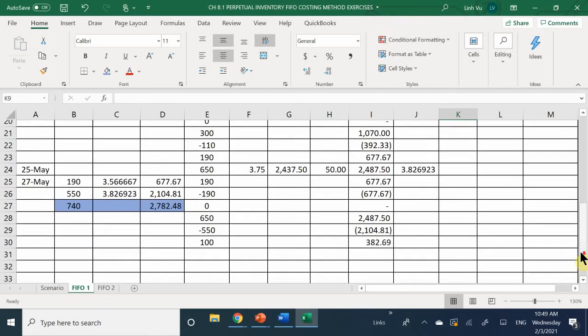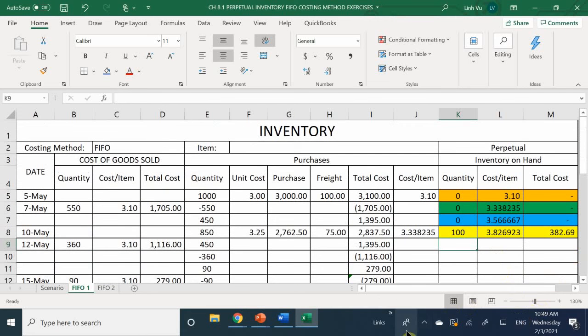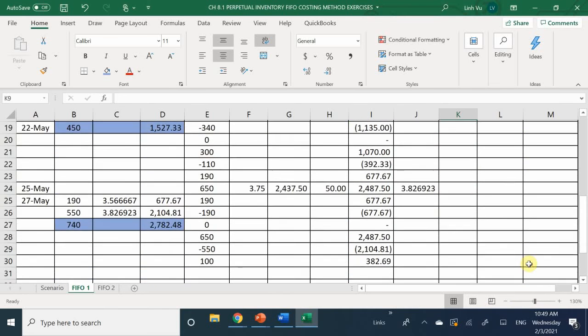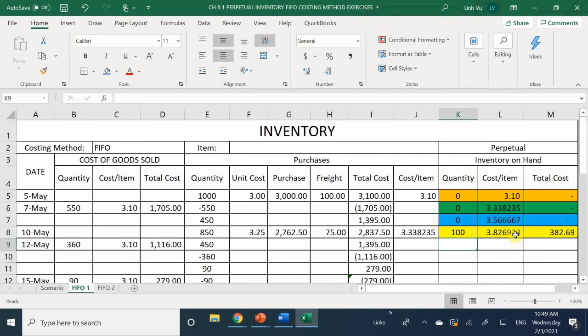382.69. And that is it. So we know we have 100 items left on hand, and it's for the value of $382.69. And that's how we complete the inventory worksheet on hand.